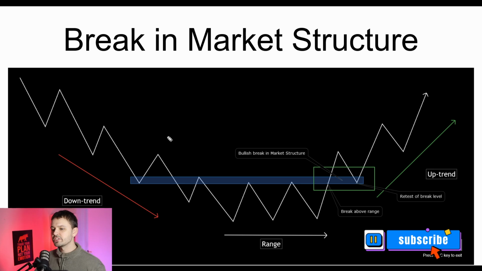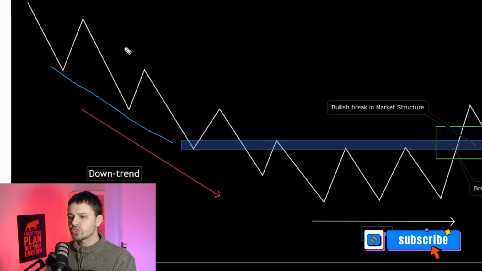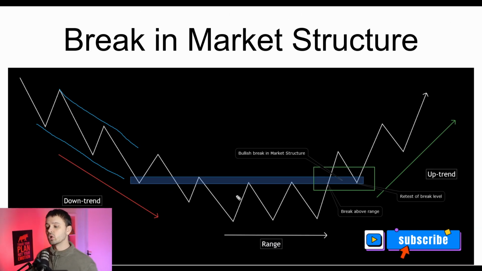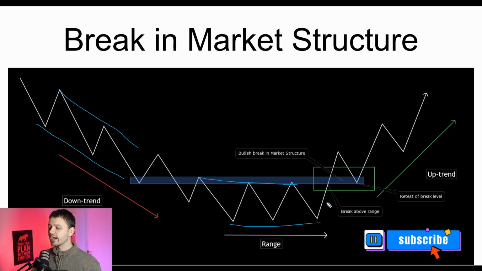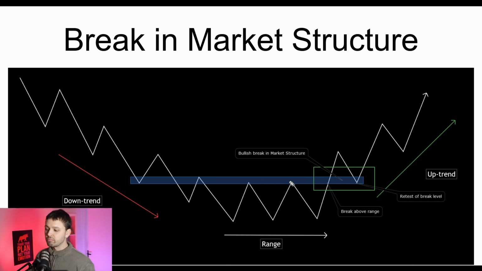Now here you will see that we have a downtrend with lower highs and lower lows, and then we enter a range forming equal lows and equal highs. And this is where the magic happens. This is where you break above the previous highs, you break out of the range, and you're forming a new higher low, and potentially a new trend is forming. This is the break and retest, and this is what we want to focus on.